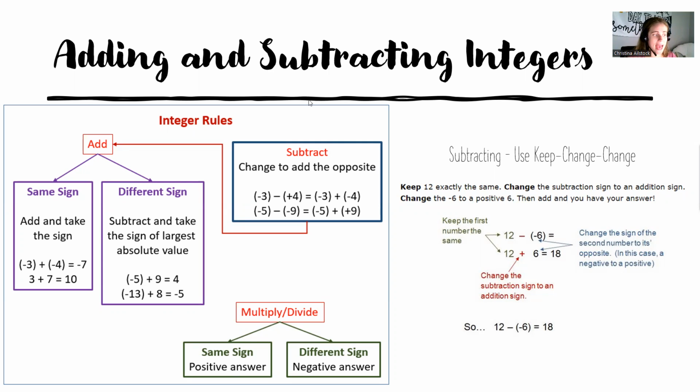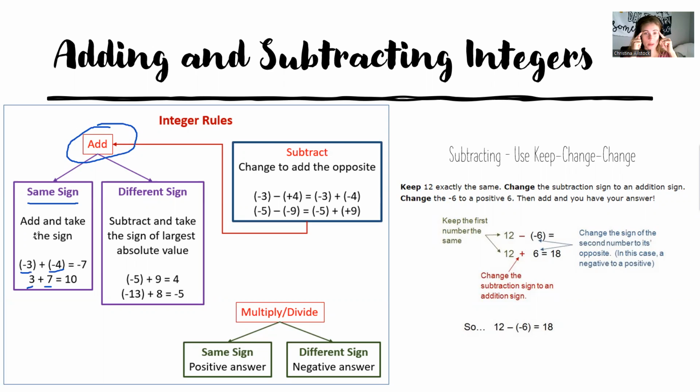When you are adding integers, let's start there. If you choose to use the rules, there are 2 different ways you can look at it. You look and see, all right, are the numbers that I'm adding, do they have the same signs or do they have different signs? If they have the same sign, so look at these examples here, -3 and -4, they're both negative numbers. Or 3 and 7, they're both positive numbers. These ones are the easiest because you just simply add the numbers together and you keep the sign the same.